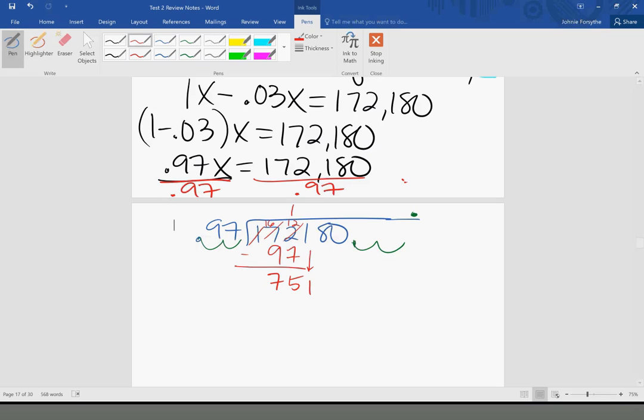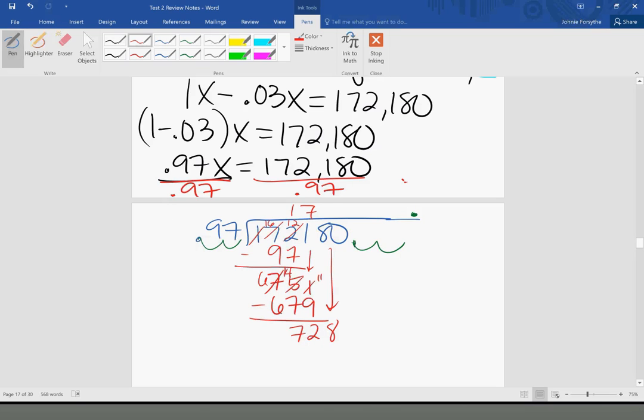Okay. 97 goes into 751. I'd say 7 times. 7 times 97. 7 times 7 is 49. Carry the 4. 7 times 9 is 63 plus 4, 67. Subtract. We've got 11. Borrow from here. 11 minus 9 is 2. We need to borrow again. 14 minus 7 is 7. Bring down an 8.